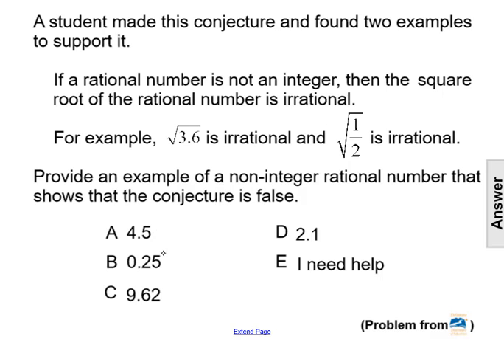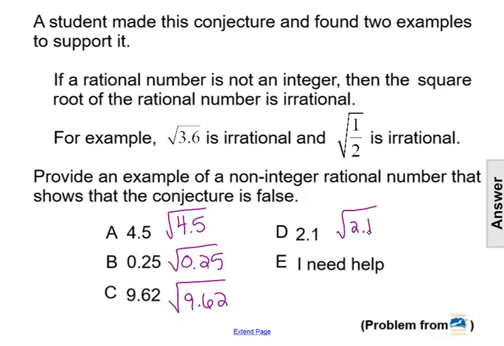So we have several examples of non-integer rational numbers. We have A, 4.5, B, 0.25, C, 9.62, and D, 2.1. And if we want to pick one of those non-integer rational numbers to show the conjecture is false, we need to take the square root of those numbers and see which ones would be a rational number still. So we would want to try the square root of 4.5, the square root of 0.25, the square root of 9.62, the square root of 2.1.